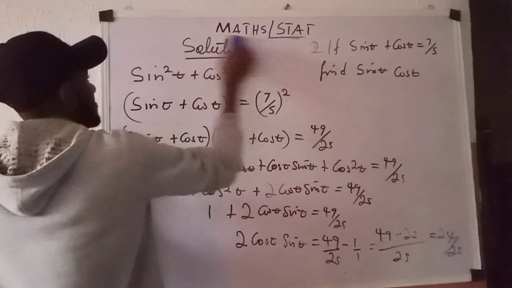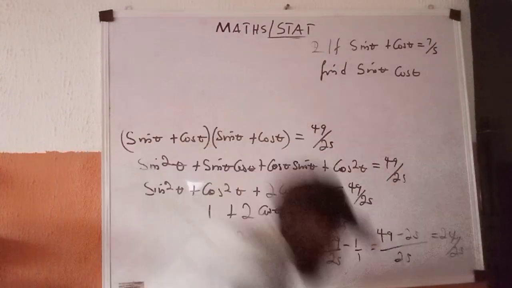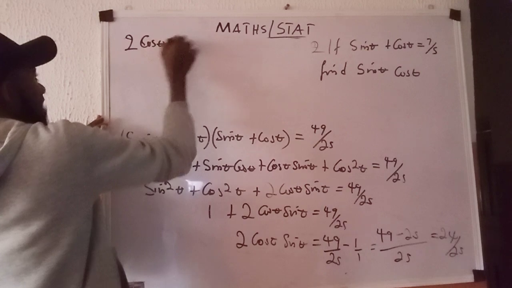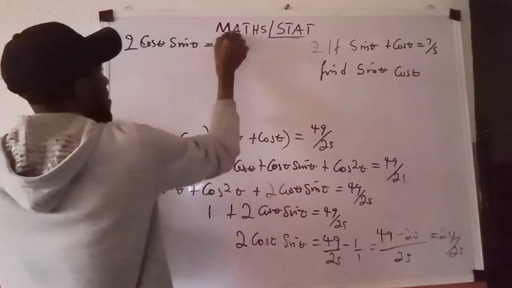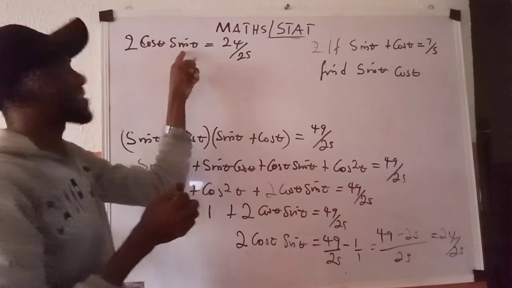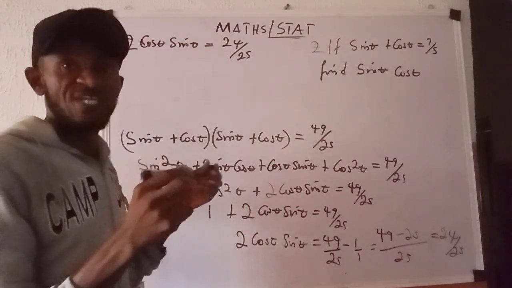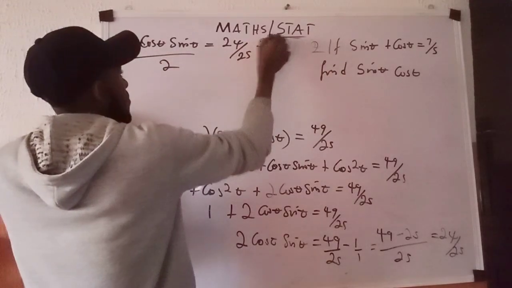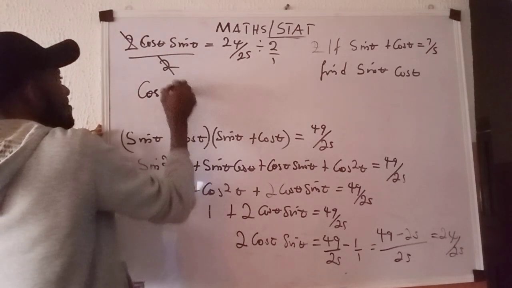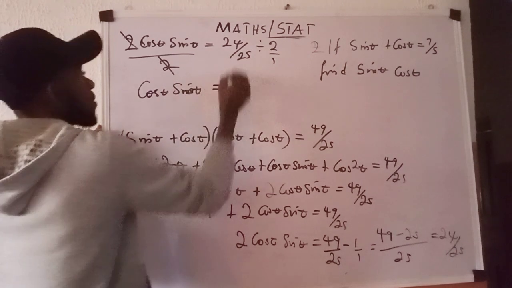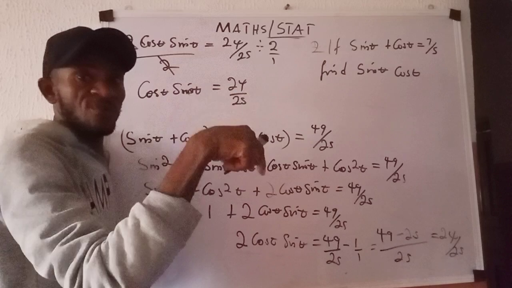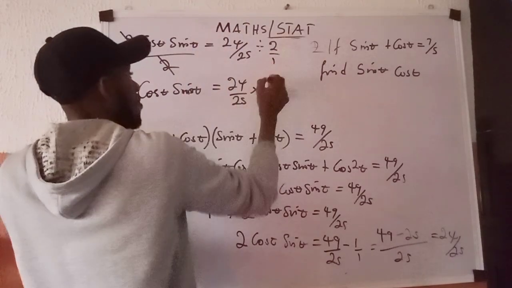So what we now have is that 2 cos theta sin theta is given as 24 all over 25. That's what we have. And of course, for us to make cos theta sin theta stand alone, we divide both sides by the coefficient of cos theta sin theta. So we have all over 2, then divide by 2. You can see divide by 2/1, it doesn't change anything. So that this and this can go, and you have that cos theta sin theta equals 24 all over 25. When you change the division sign into multiplication sign, the numerator comes down and the denominator goes up. So multiply by 1 comes 1 all over 2.